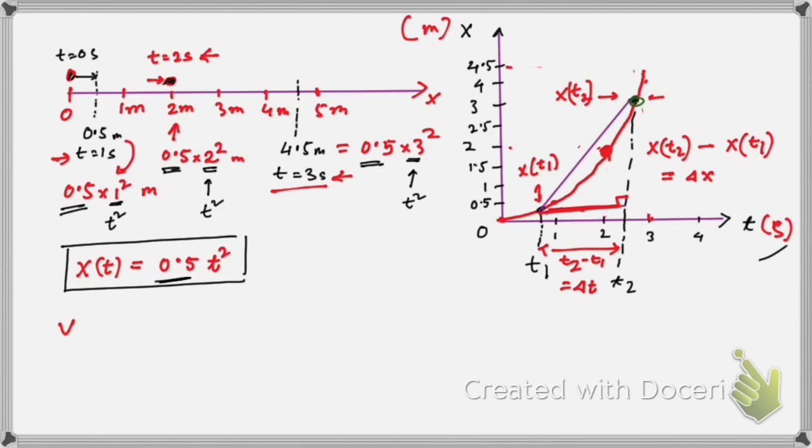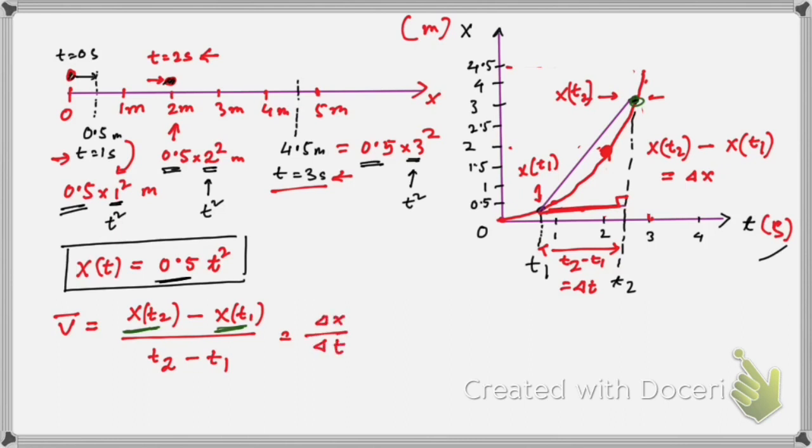Then the average velocity during this time period, t1 to t2, will be given by the position at time t2, that is the final position, minus the position at time t1, that is the initial position, divided by t2 minus t1, which is nothing but del x by del t. We can say this is the average velocity, right?